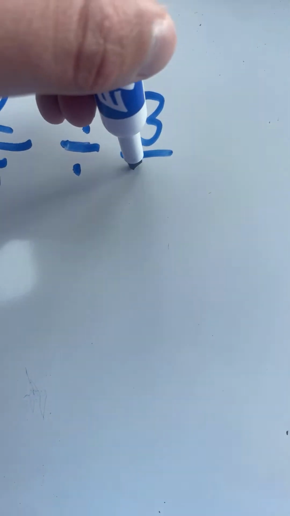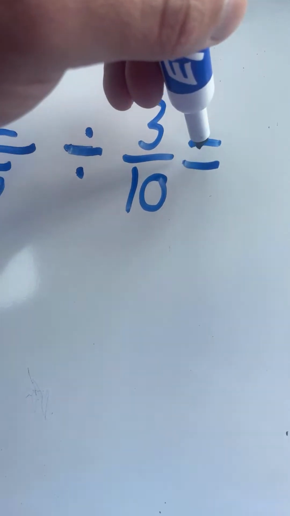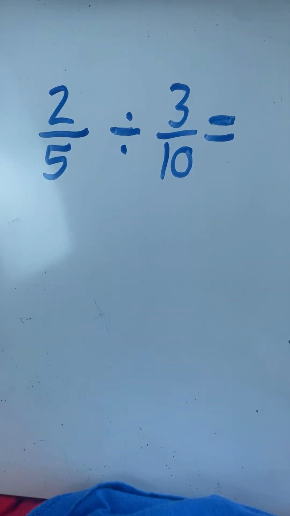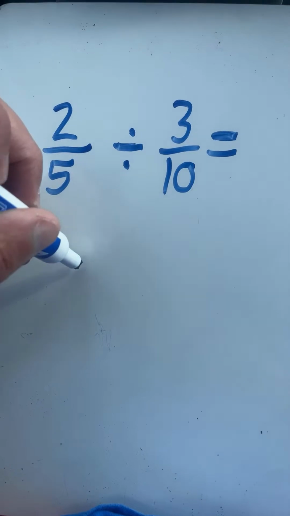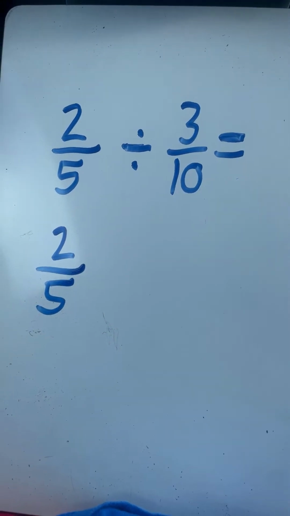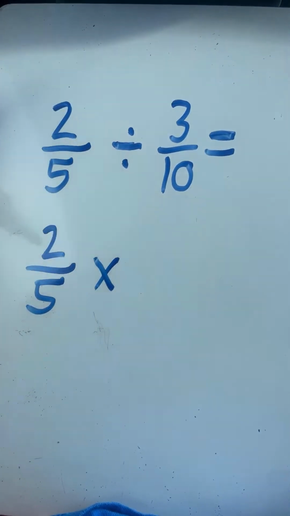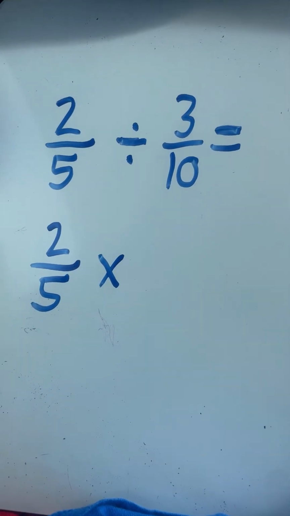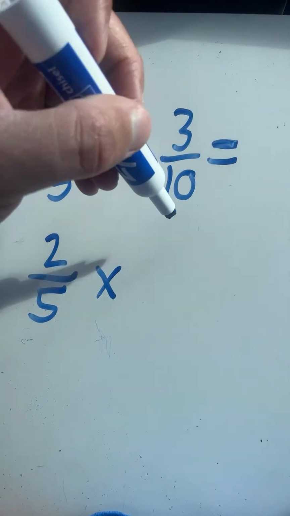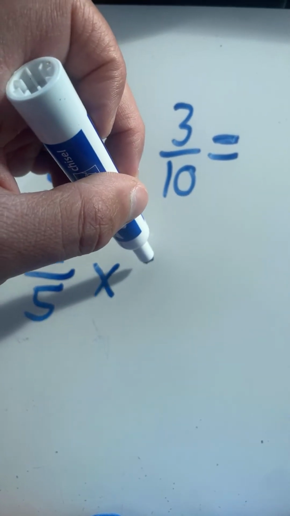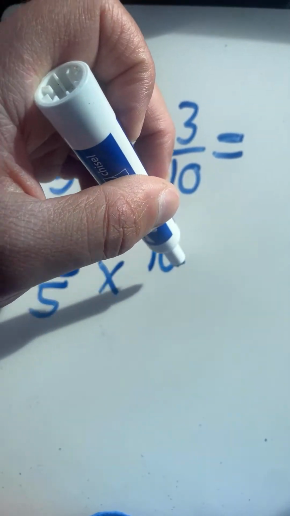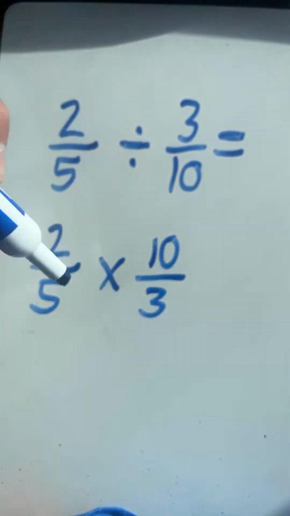All right, here we go. 2/5 divided by 3/10. So step 1 we keep. 2/5 stays the same. Step 2 we change our division sign to a multiplication sign. Step 3 we flip. The 10 in 3/10 becomes our numerator. The 3 in 3/10 becomes our denominator.